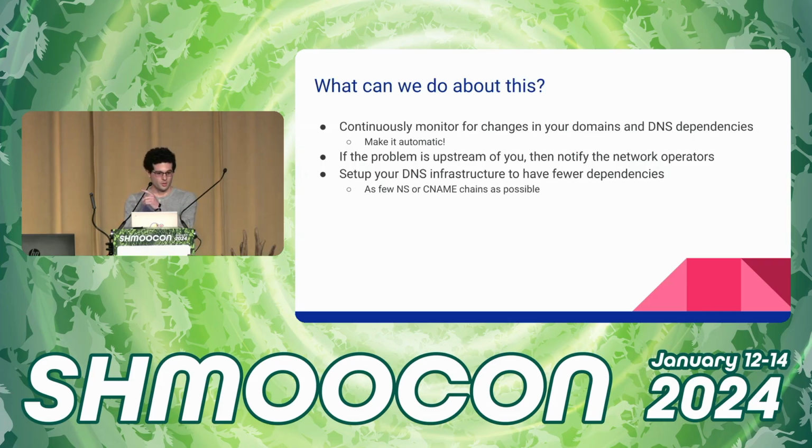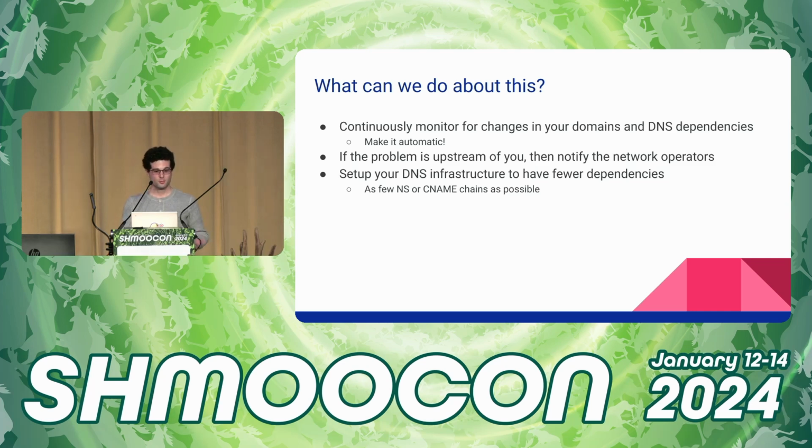So what can we do about this? There's no automatic way to detect this type of stuff other than just continually querying and enumerating all of these dependencies and seeing if anything is wrong. Best to try and make it automatic. If the problem is upstream of you, like in that giant DNS mess I showed earlier, that's outside of your control. There's not much you can do. You can notify the network operators, and hopefully they'll be receptive and work on fixing that.